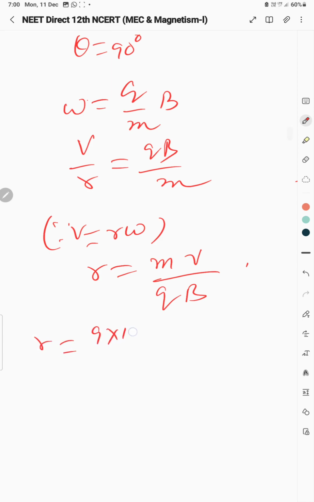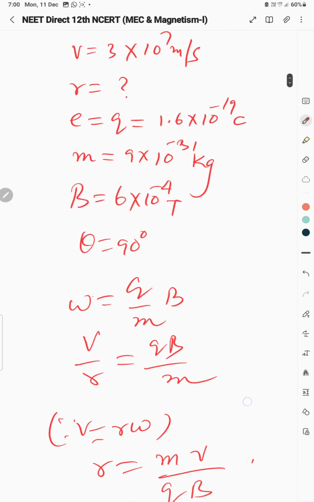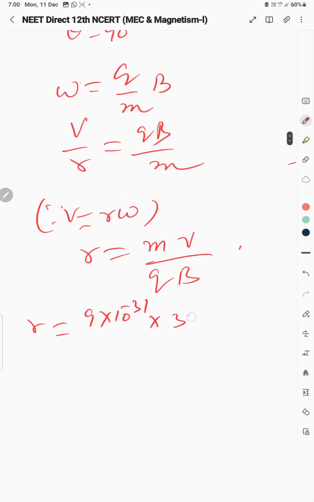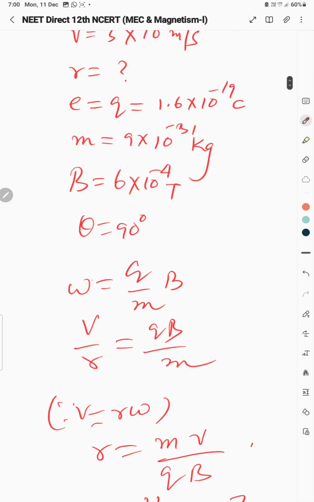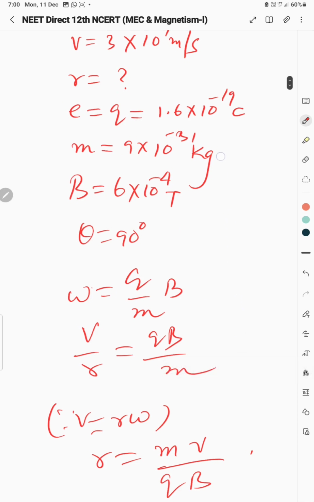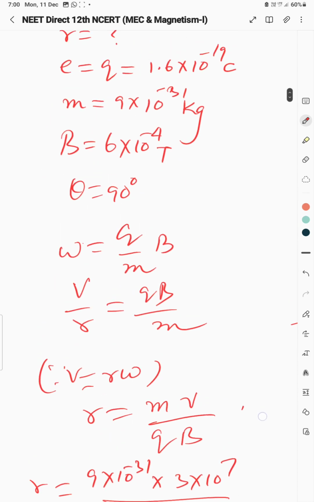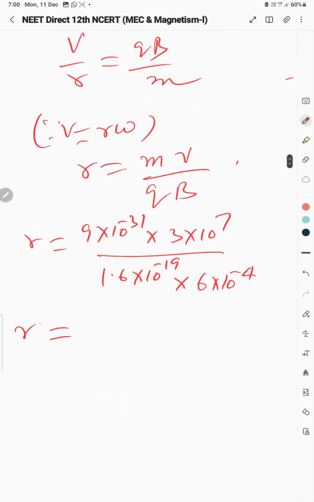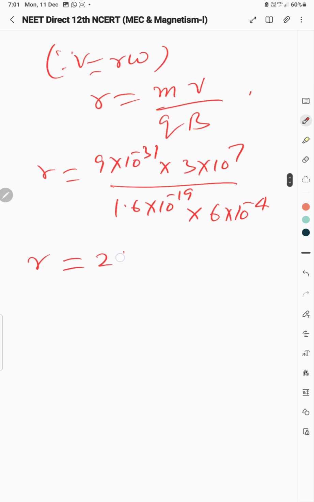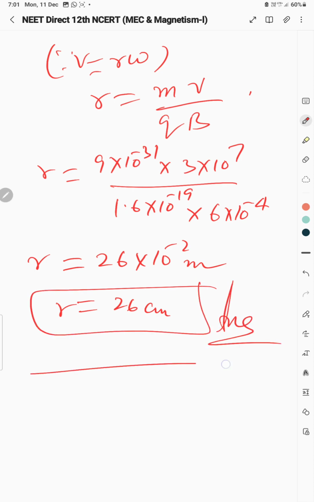Mass is 10^-31 into 9. Velocity it was given to be 3 × 10^7. Charge of electron is this much and B the field strength is 6 × 10^-4. All right, 6 × 10^-4. This is there. You now simplify it further. It comes to be so many meters, which is 26 centimeter. One part of the problem is over.